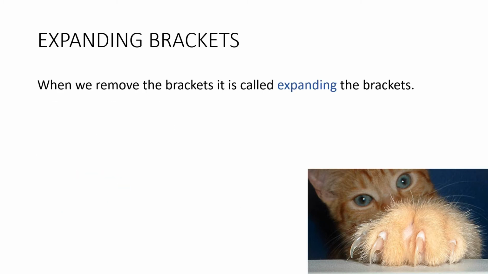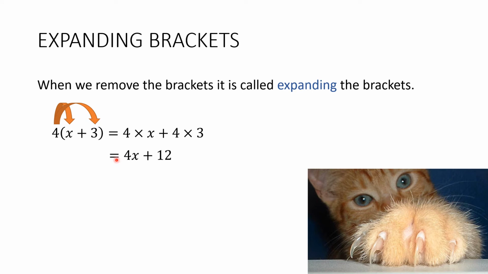So let's apply this to algebra. When we remove the brackets, it's called expanding the brackets. So 4 outside of x plus 3, here's our claw. It's going to be 4 times x, because remember there's a times sign in between the 4 and the bracket, plus 4 times 3. Now we don't want to leave it like that, because we know how to simplify algebraic expressions, and we certainly know how to do 4 times 3. This is 4x, and then this is 12. And so there it is. Remember, that's what we got.